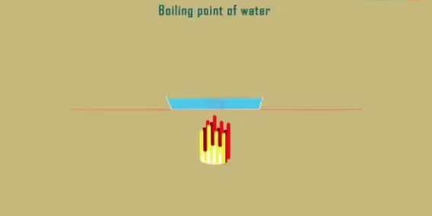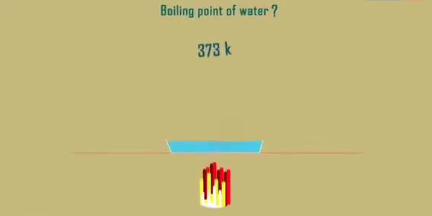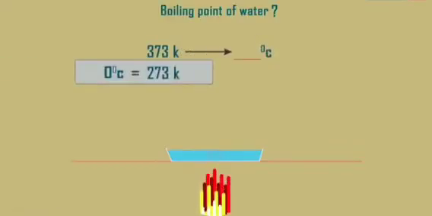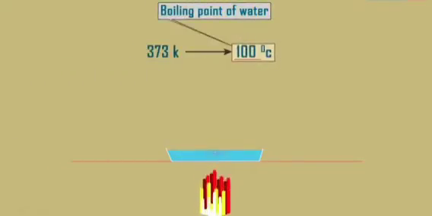What do you think is the boiling point of water? It is 373 Kelvin. Can you convert this to Celsius? It's easy. As 0 degrees Celsius is 273 Kelvin approximately, we subtract 273 from this to get the answer as 100 degrees Celsius. That's the boiling point of water.